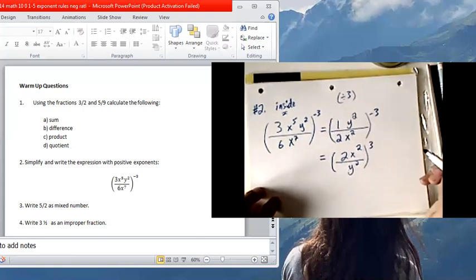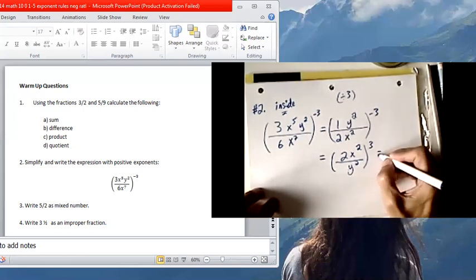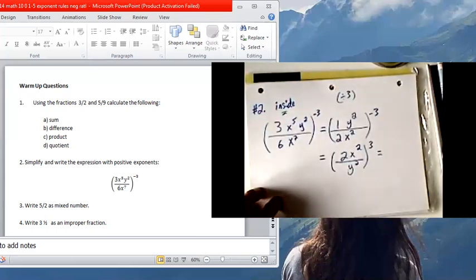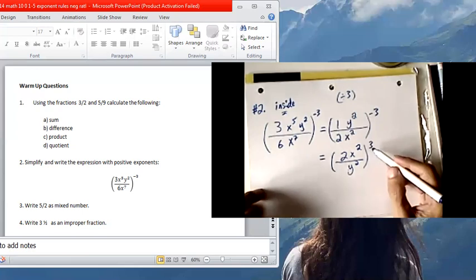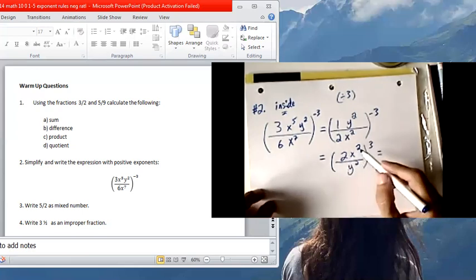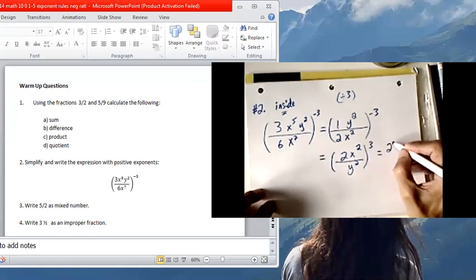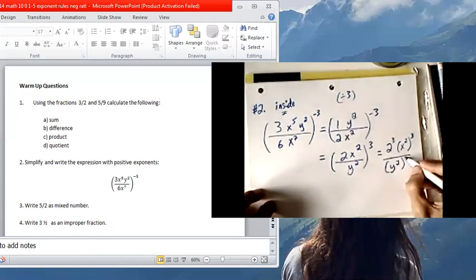All right. Now, I can see I'm going to run out of space, so I'm going to continue over here. Not really a fan of that. I like the answer going down. It's properly organized that way. But you can see it's going to be a struggle. So off to the side, we use the rule that each thing on the inside will now get this 3. The 2 gets the 3. The x squared gets the 3. And the y squared gets the 3.